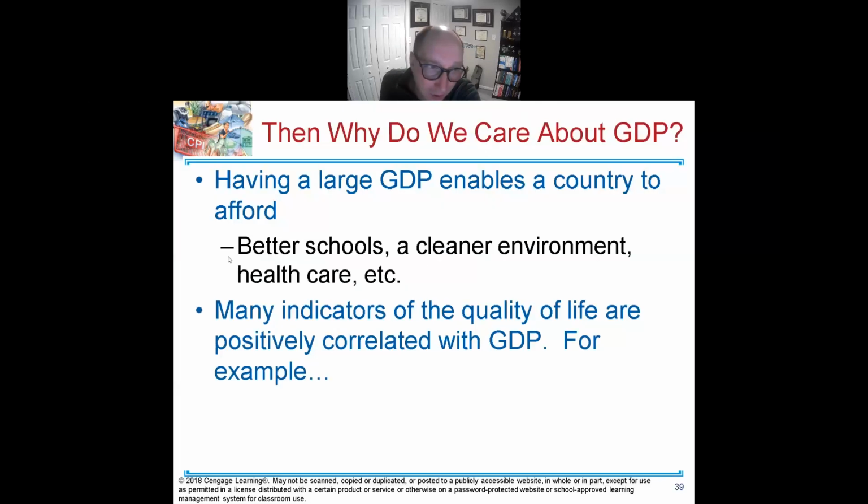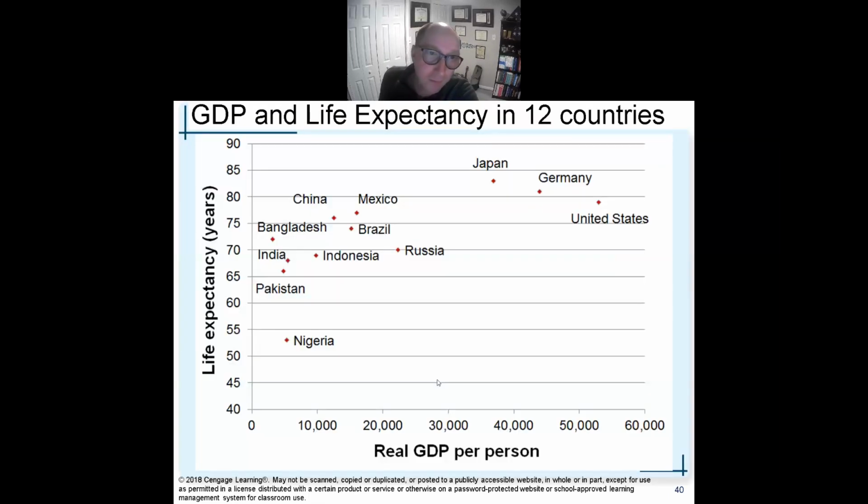Do we care about GDP? The larger the GDP is, it means the better off the country's doing financially. We could build better schools, have a cleaner environment, have good health care, etc. These are why it's important. A good GDP usually relates to a good quality of life, typically.